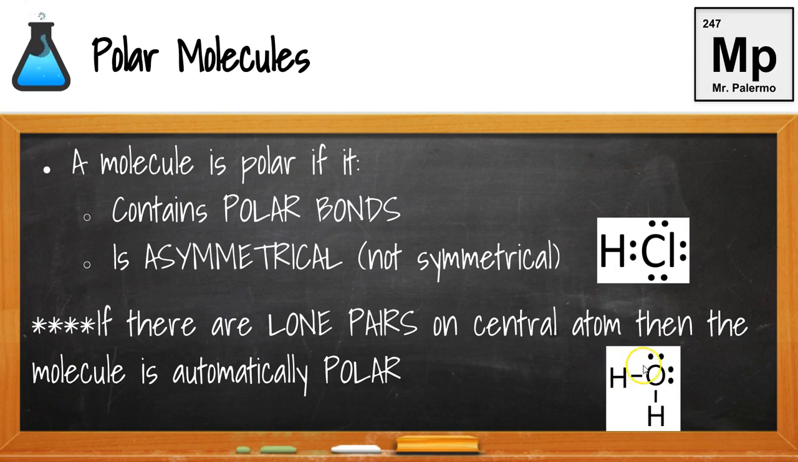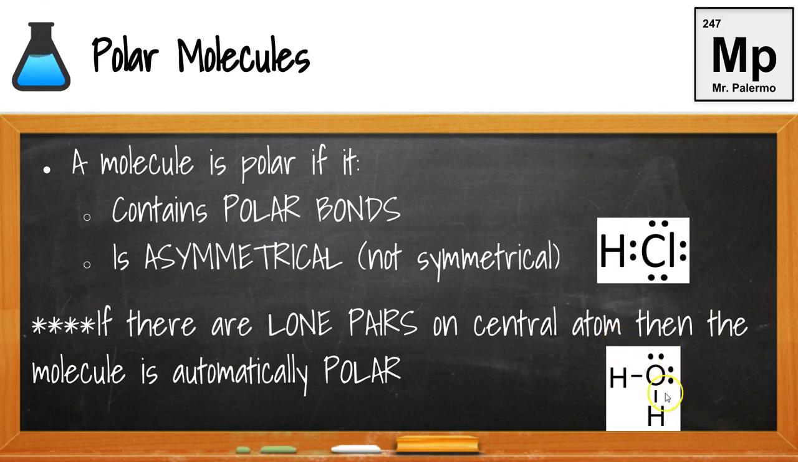A key note really to help you out is if you ever see lone pair electrons, so here we have two lone pair electrons on the central atom, that automatically makes it polar. So what's going to happen is these electrons are negative and they're repelling each other, and they're going to make this molecule kind of bend. And what happens is now the oxygen, which is much more electronegative, develops a partial negative charge.